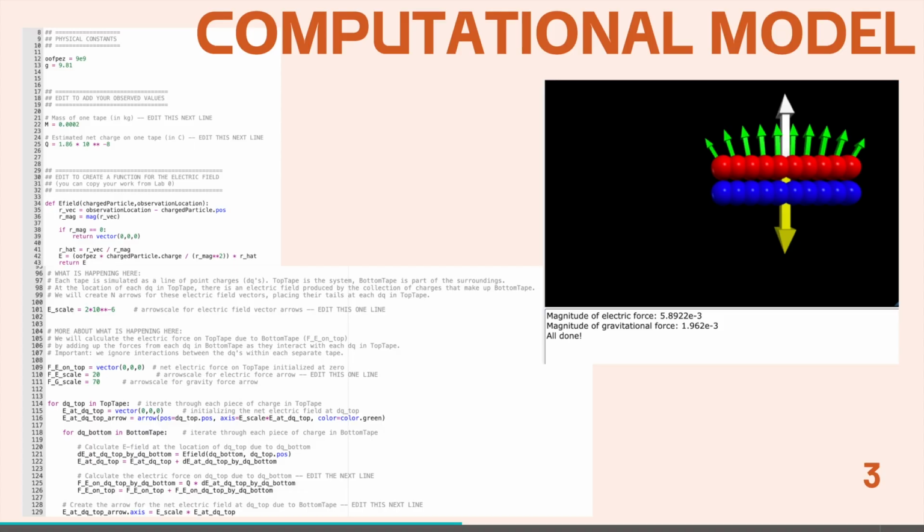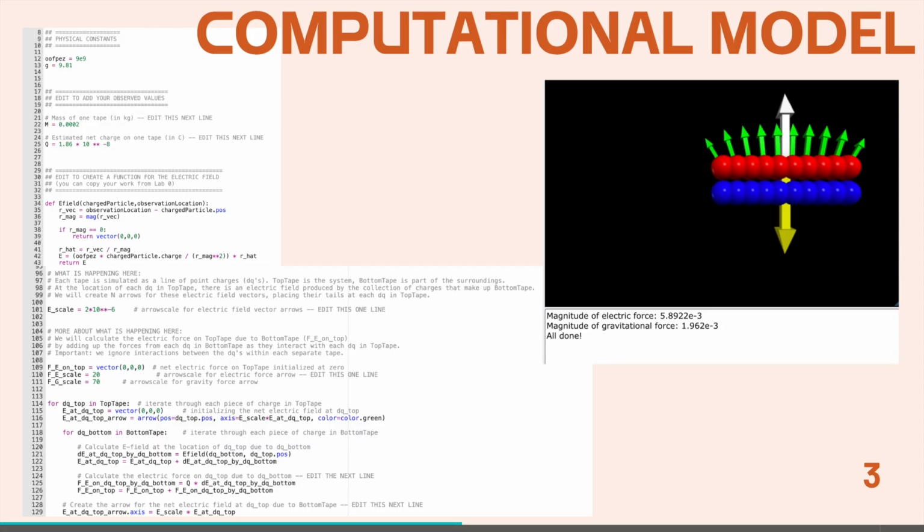In the computational model, each tape was represented as a line of evenly spaced charged elements. The total charge on the tape was divided equally among these segments. The electric force between each pair of segments was calculated using Coulomb's law, and the total force was found by summing all contributions. I adjusted the total charge in the model until the upward electric force equaled the gravitational force. This equilibrium condition allowed me to estimate the charge required for the tape to float.